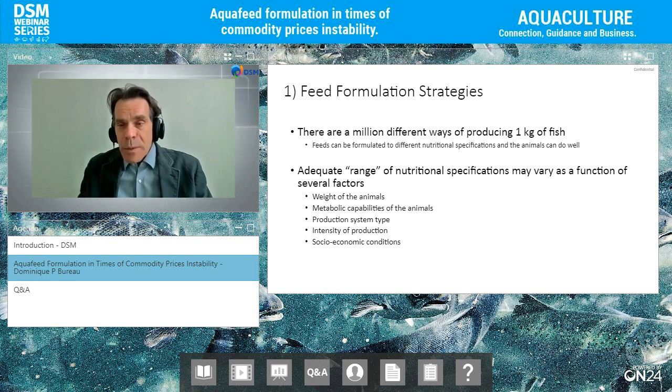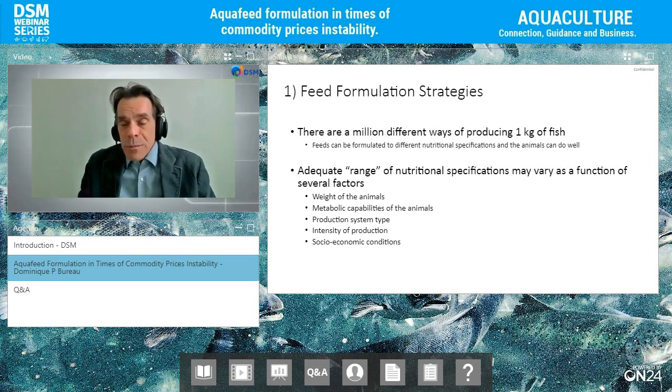Many years ago, somebody said, well, what is a typical trout feed? And I asked him, well, what do you mean? He said, well, what is everybody using in terms of trout feed? I said, well, it doesn't exist. It depends on the country, depends on things. You can have a 36% crude protein trout feed, and you can have a 50% crude protein trout feed. You can have a 15% fat trout feed, and you can have a 30% fat trout feed. So it really depends on the market. So there's no single solution.